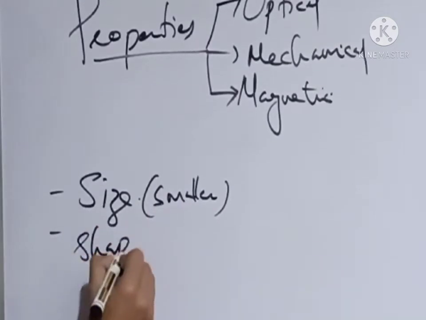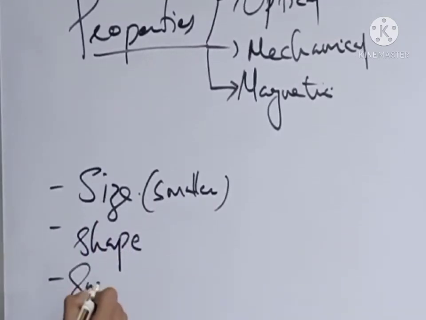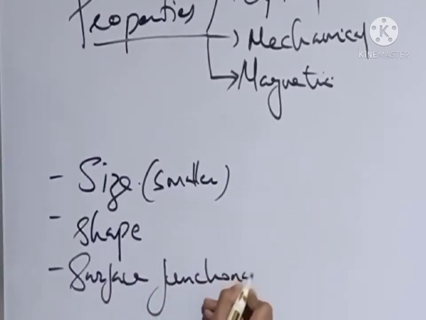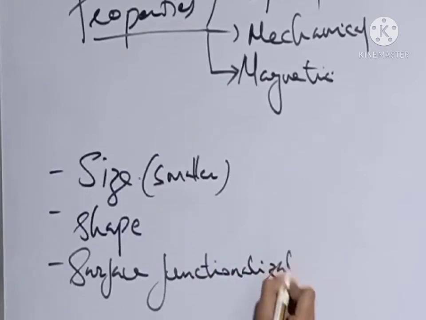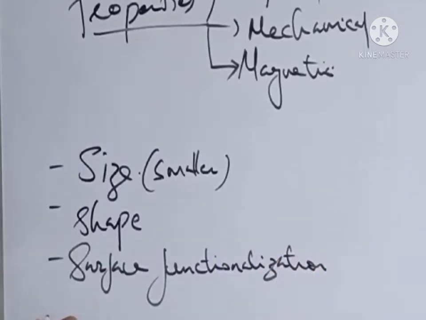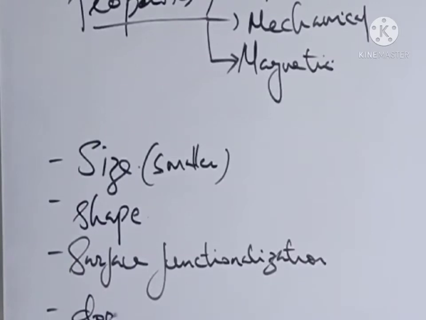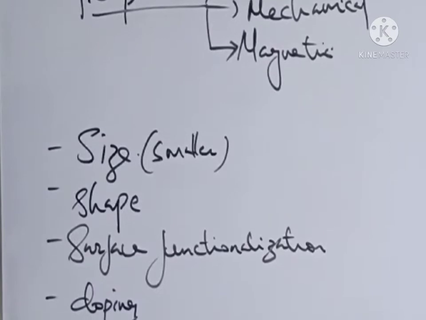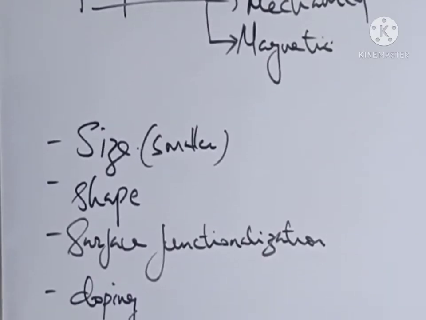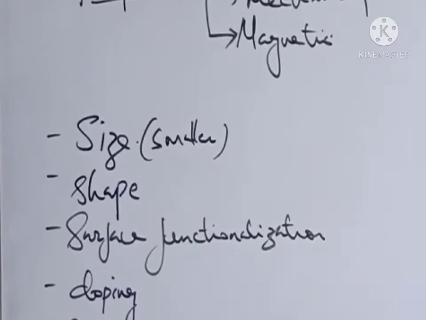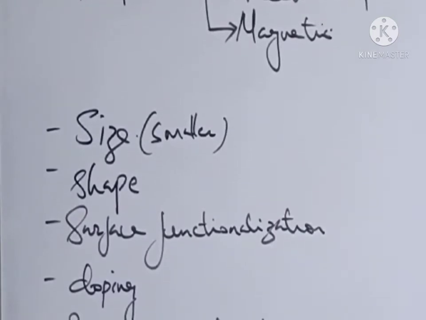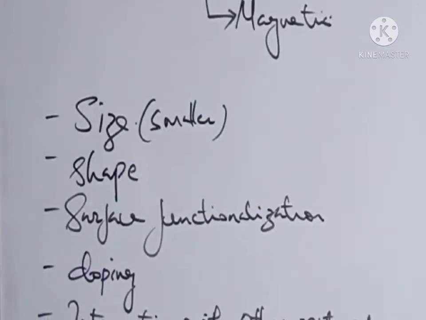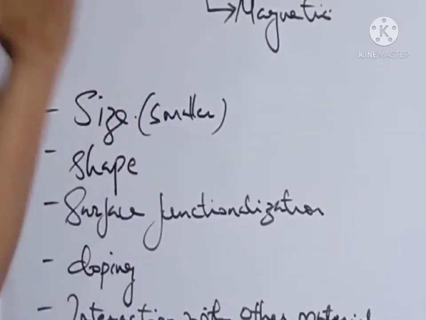Their shape, their surface functionalization, their doping, and their interaction with other materials. So, these are the factors which influence the special characteristics of nanomaterials.